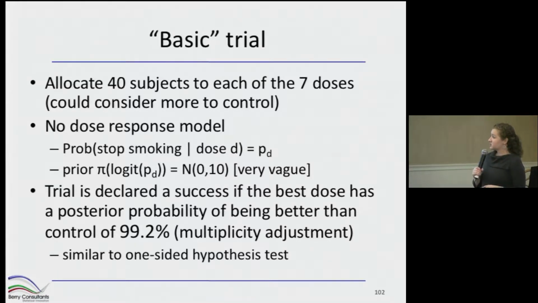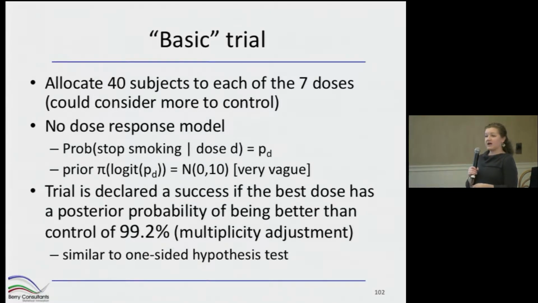In our basic trial, we're not going to do any modeling of the efficacy across doses. Instead, we're just going to analyze each dose independently without any borrowing between the doses. So in order to do that, what we're looking at here is the response rate, we call PD for dose D, and we're just going to give independent prior distributions to those doses. So we're doing this in a Bayesian fashion, and what that means is at the end of the trial, our drug is going to be considered successful if our posterior probability of beating the control is higher than 99.2%.